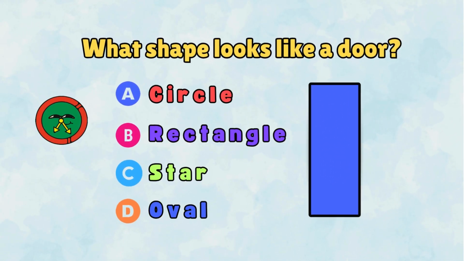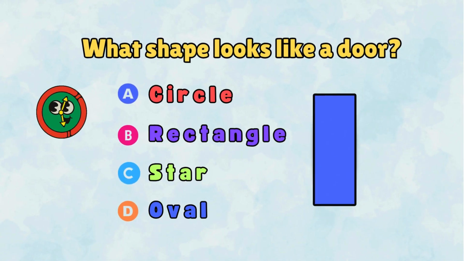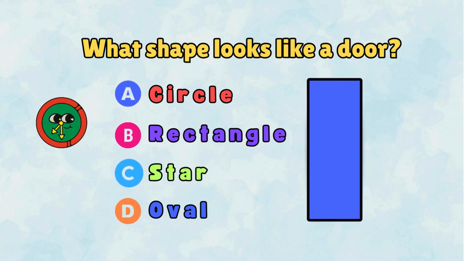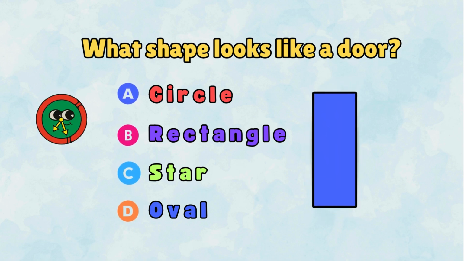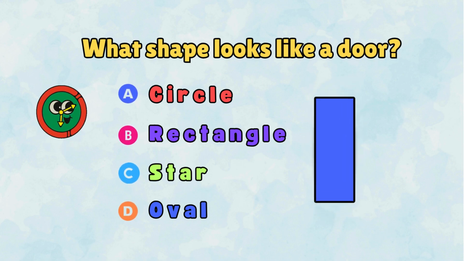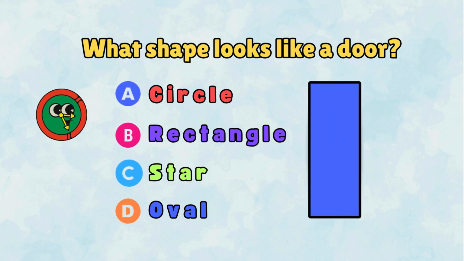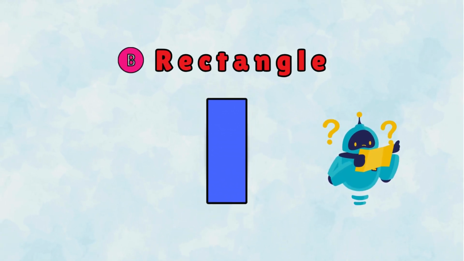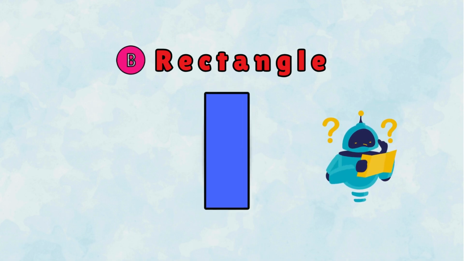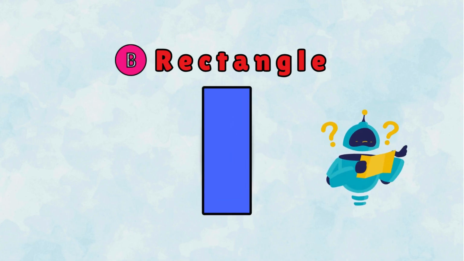What shape looks like a door? A. Circle. B. Rectangle. C. Star. D. Oval. B. Rectangle. Rectangle has 2 long sides and 2 short sides.